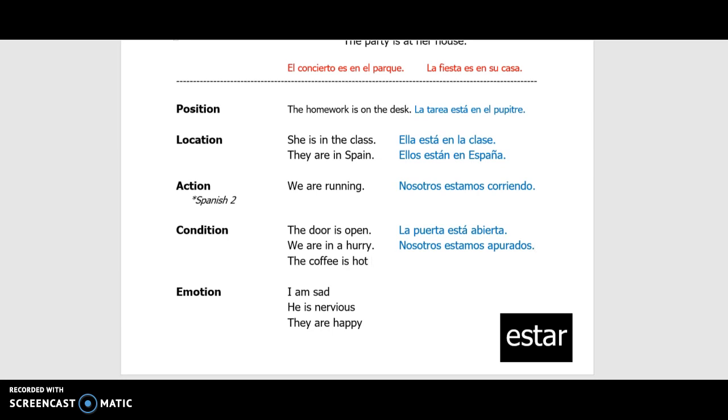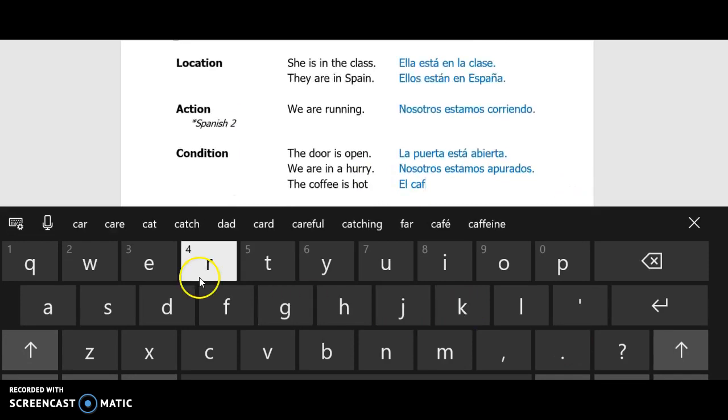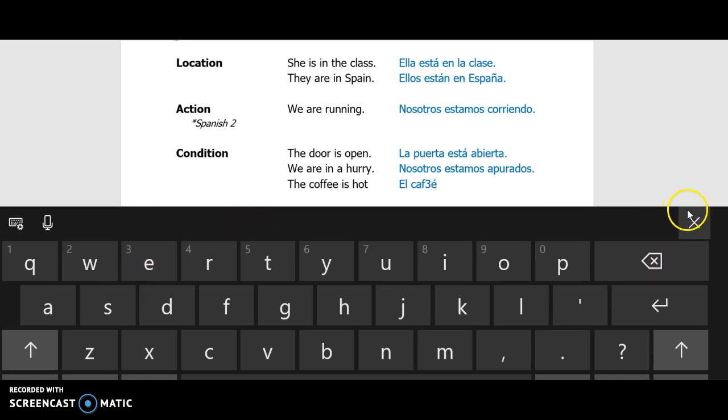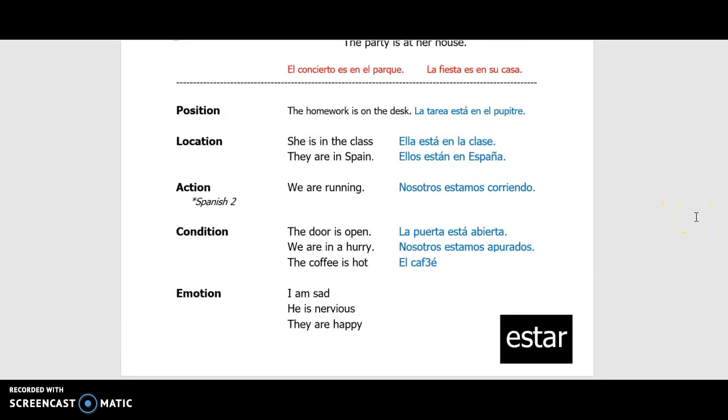The coffee is hot. Oh, goodness. El café. Pull up my accent mark for my E. That's a little better. Get rid of all this extra stuff I don't need. Oh, goodness. Okay. Está caliente.